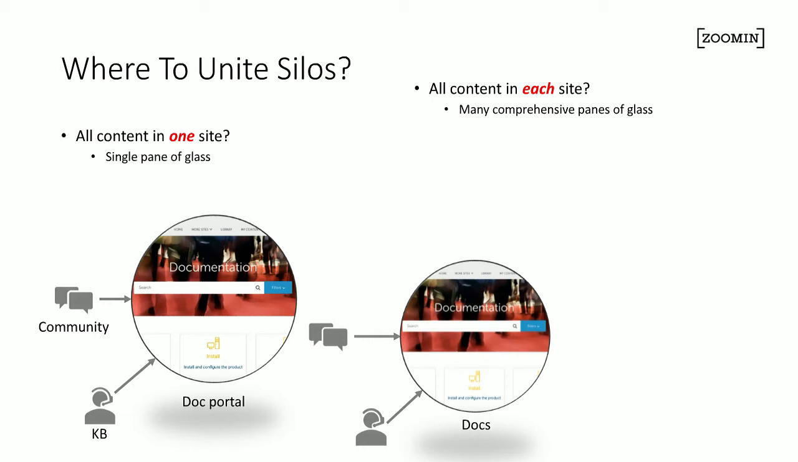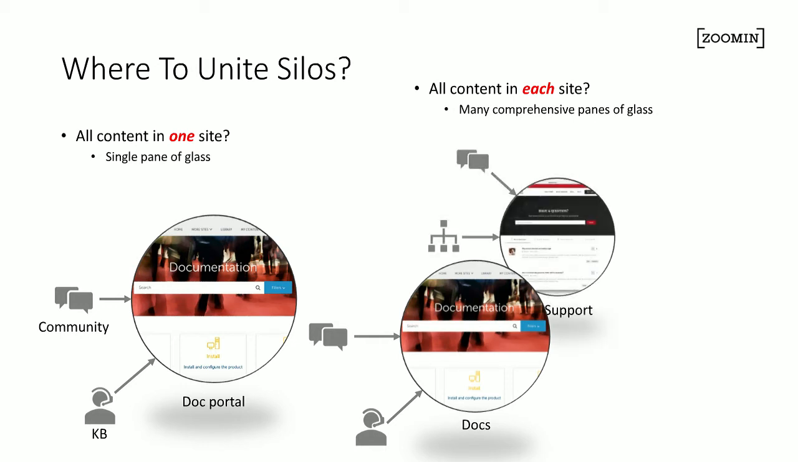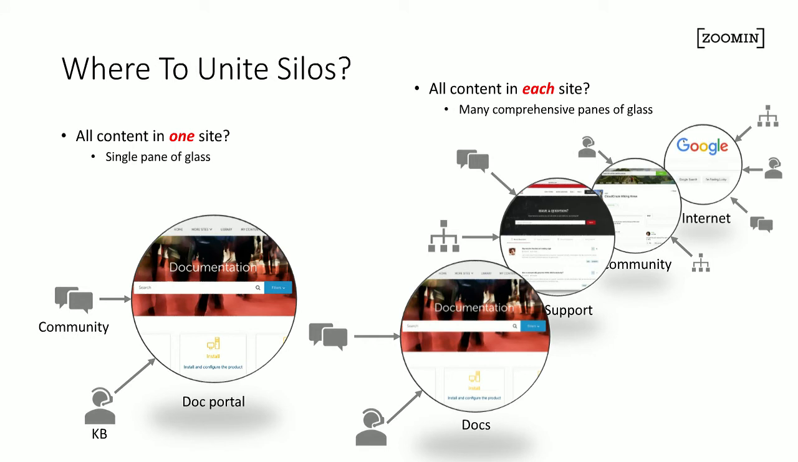So the doc people get to keep their doc site and will put support content and KB content and community content in there. And then you've got the support site, and so we'll put the documentation in there and the community stuff in there. And you've got the community site, and we've got to put the doc stuff and the KB stuff in there too, right? And of course, let's not forget that if your content is public, then you've got Google, and all of the other search engines out there, and there you want to have all your content available.